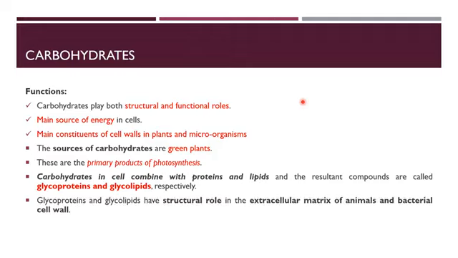So the glycoproteins and the glycolipids both also have a structural role in the extracellular matrix of animals and the bacterial cell wall. It means glycoproteins and glycolipids both are components of the cell walls of animals and bacterial cells. And both of these are components of biological membranes as well. So all of these are the functions of carbohydrates.